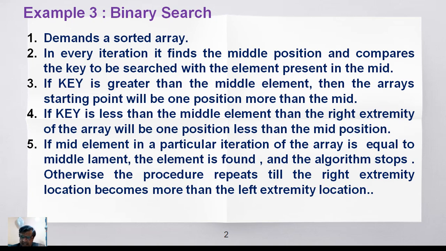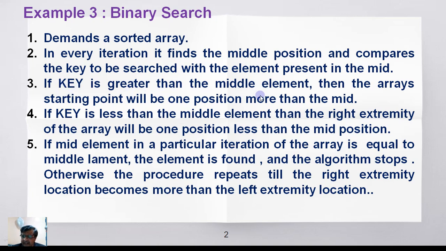Binary search, in comparison with linear search, demands the array to be sorted before binary search could be applied. In every iteration it finds the middle position of the sorted array and compares the key to be searched with the element present in the mid. There will be 3 comparisons that would happen. Therefore binary search is often called a three-way switch. Some of the authors do prefer to call this binary search three-way comparison or three-way switch.